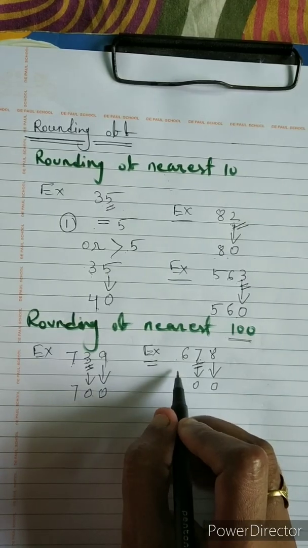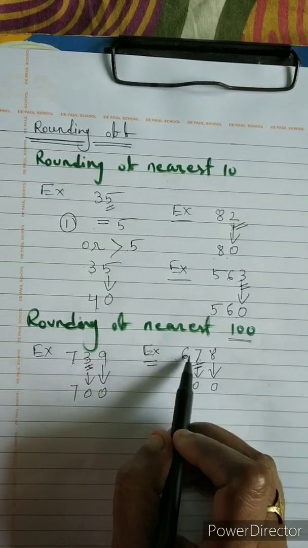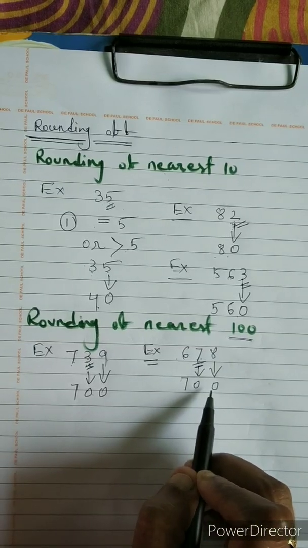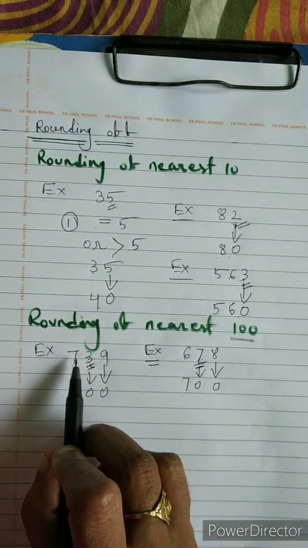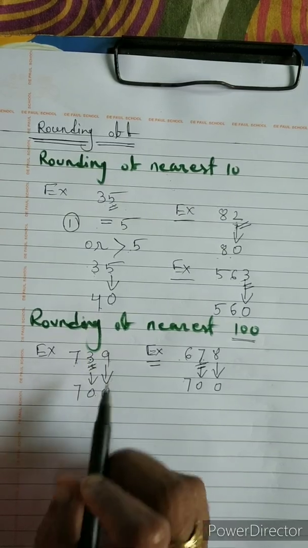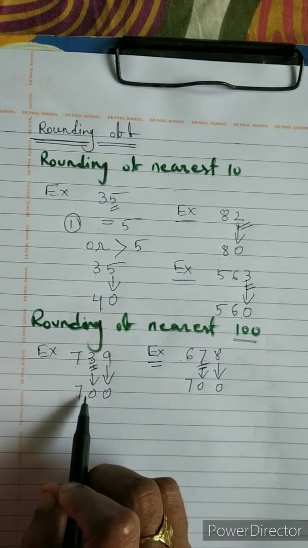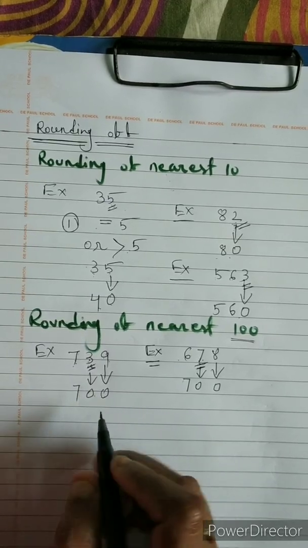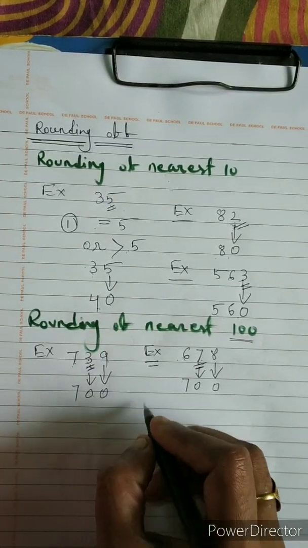So 6 plus 1 is your 7. So 678 is rounded off to the nearest 700, and this 739 rounded off to the nearest 100 is your 700. Understood, children? I hope you all understand that.